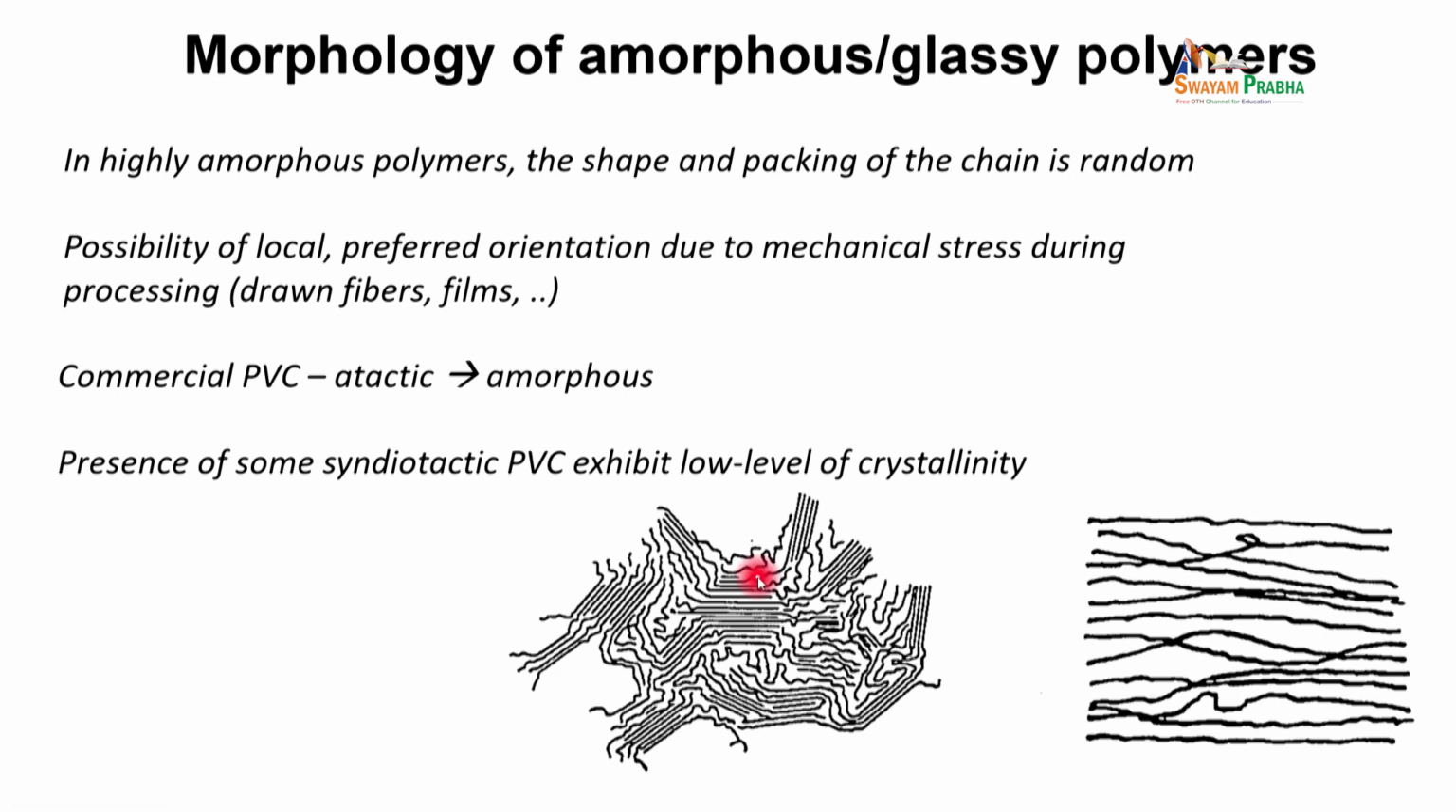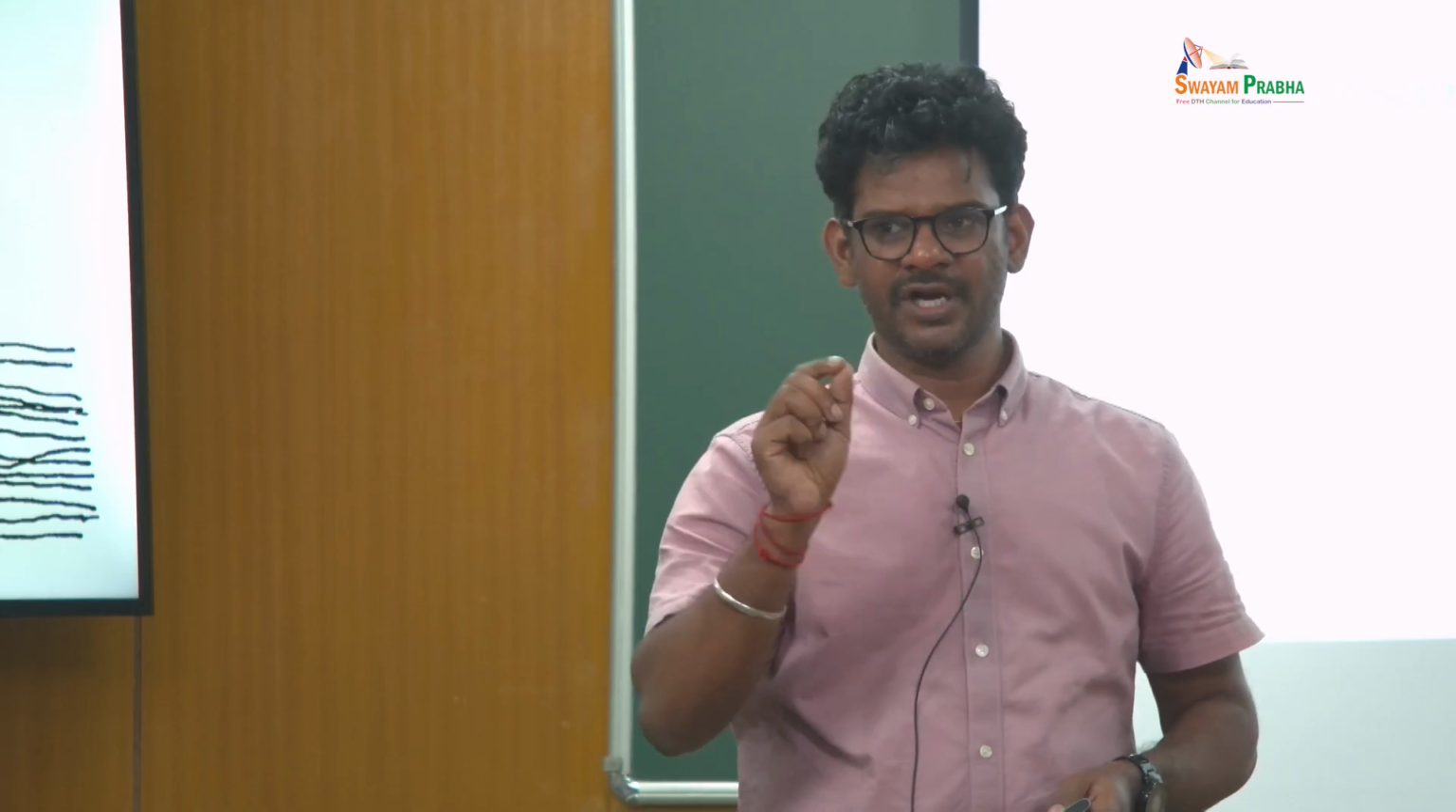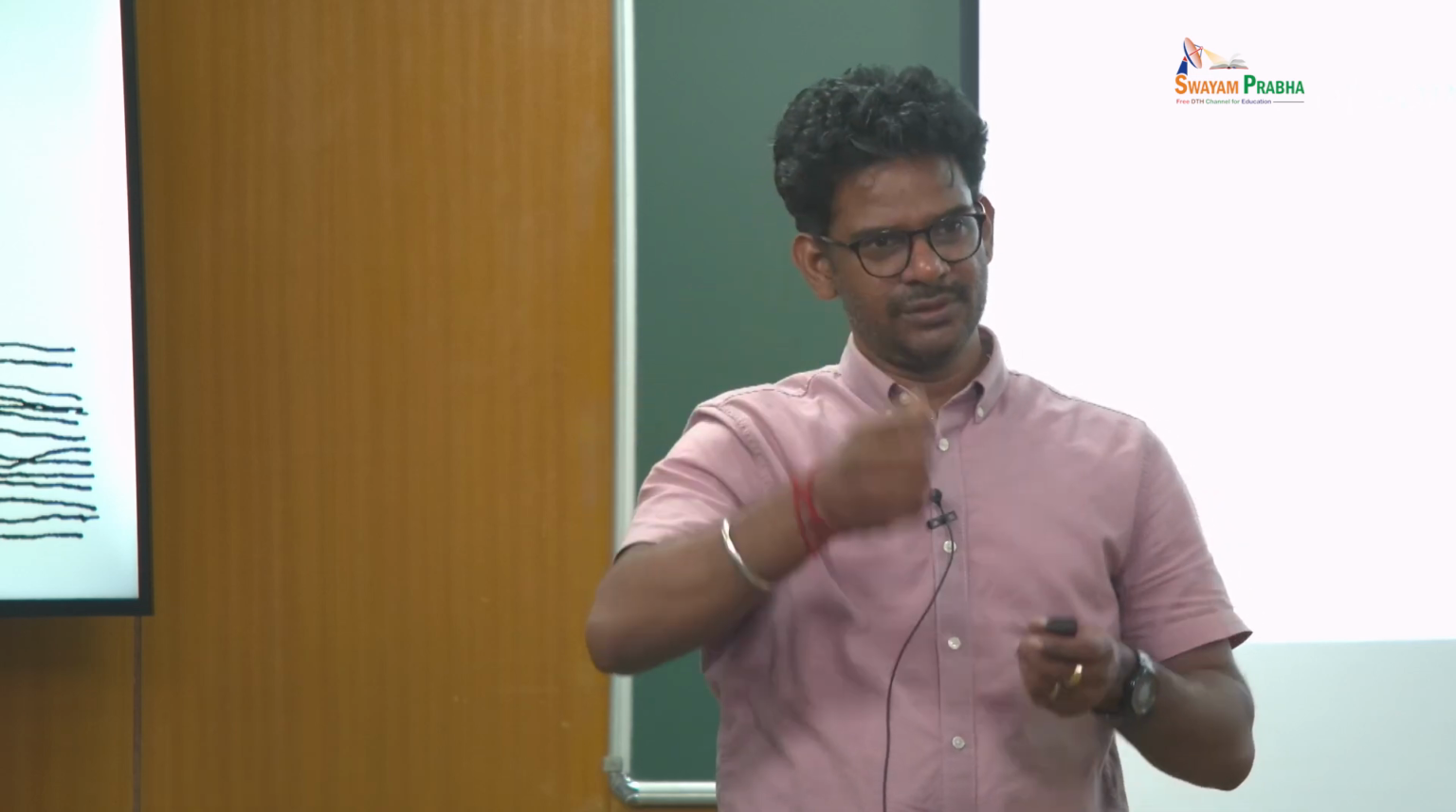Okay. But here when you try to draw into films and fibers, you can also orient these chains into something like this. Okay. So, a small degree of crystallinity is also possible even for amorphous polymers due to this processing, drawing films, drawing fibers, etc.